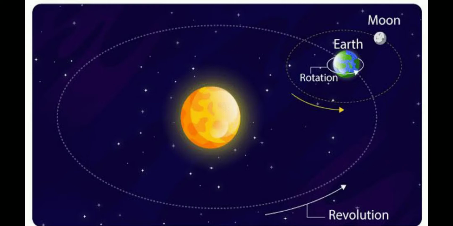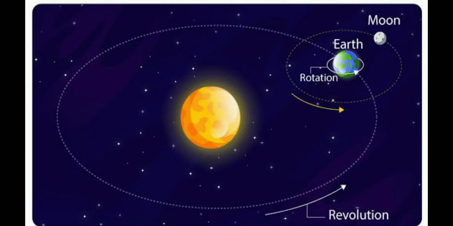The two main movements of the earth are what we understand as rotation and revolution. The earth spins on its axis while orbiting around the sun in an imaginary path. The motion which involves one complete spin on its axis in 24 hours is called rotation, whereas the motion of the Earth which involves one complete orbit around the Sun is called revolution.